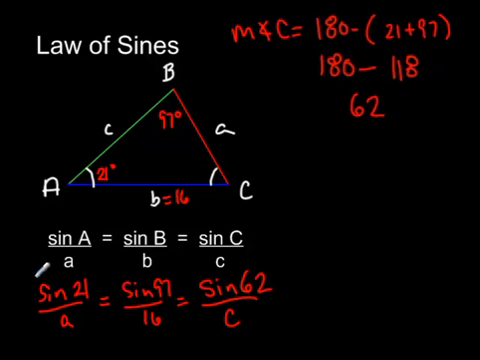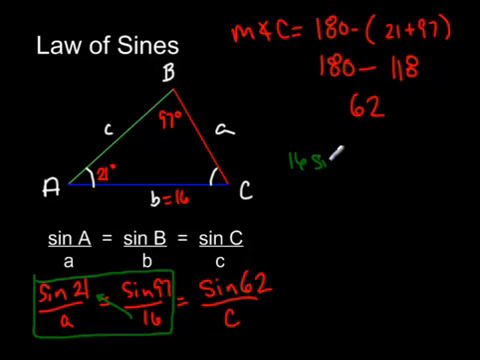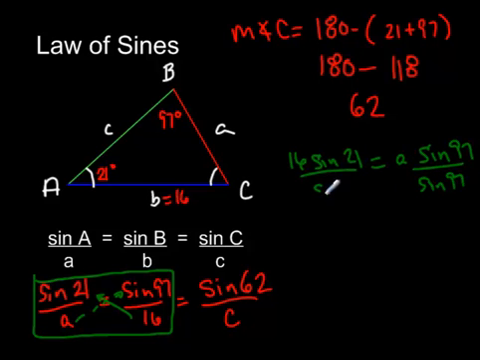And what are we going to solve? Well, we have two proportions if we separate them. We can solve this proportion for A by cross multiplying: 16 times the sine of 21 will equal A times the sine of 97. Solving for A, we would have to divide both sides by sine 97, and we would then plug that into our calculator.